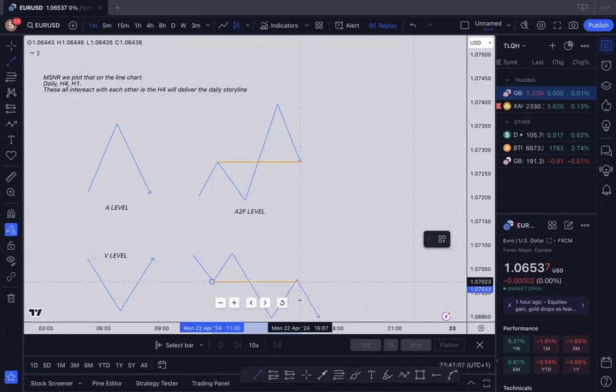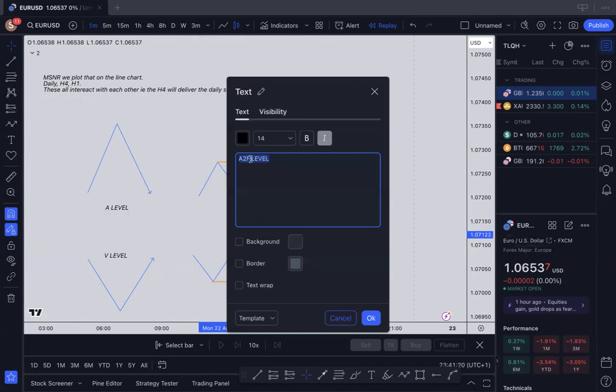Same thing goes here. We are coming through, we have a normal V level, we close through it on the time frame. So in this example, due to the line color, it would be the H1, and this here is the V to flip level.